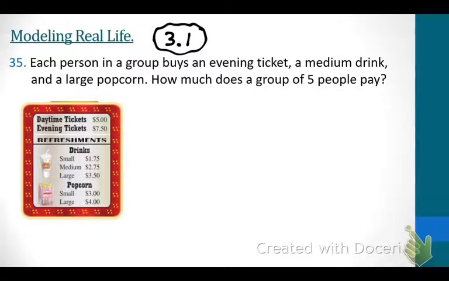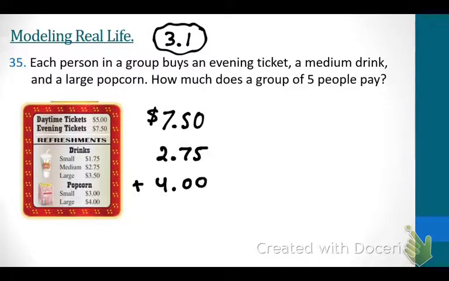It should be 750 plus 275. Plus 400. No, plus $4. Okay, so basically here's what she's done. We were looking for the evening ticket, and that was $7.50. Then we were looking for the medium drink, that was $2.75. And finally, we were looking for a large popcorn, which was $4.